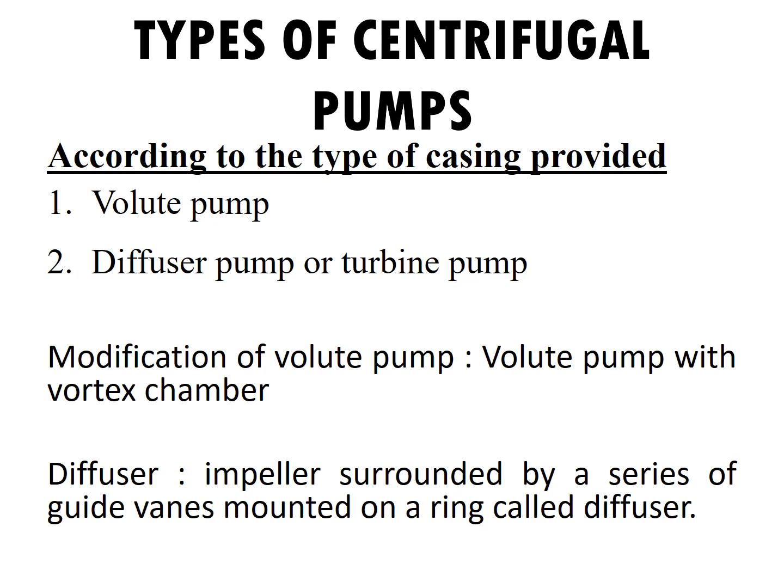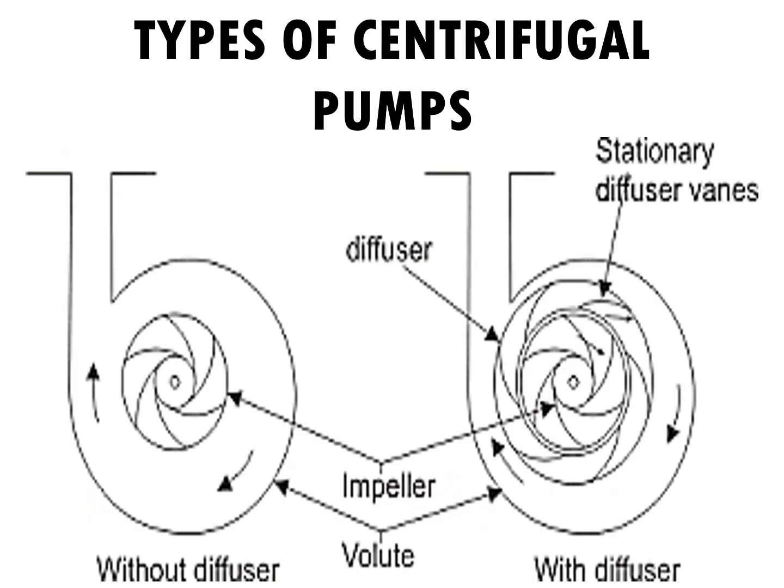Modification of the volute pump with a vortex chamber, and a diffuser. The impeller is surrounded by a series of guide vanes. You have already seen what is a diffuser. Mainly the intention is to create more pressure energy. So these are the two types of centrifugal pump, one without diffuser and the other one with rings or diffuser.